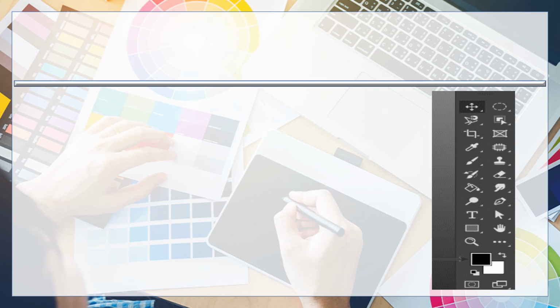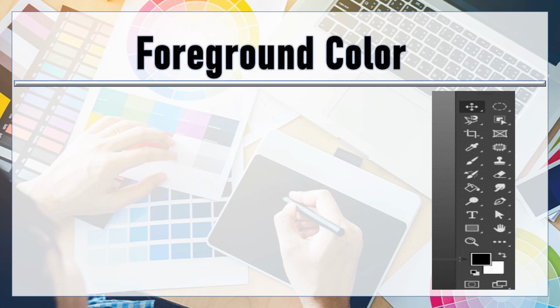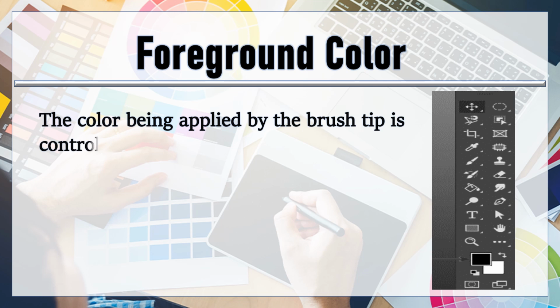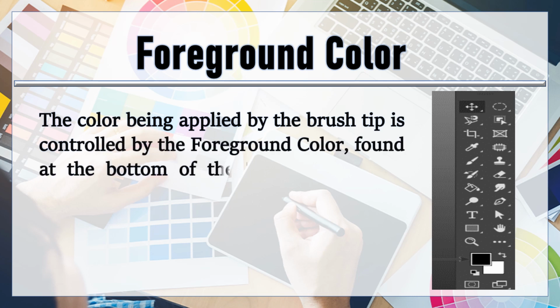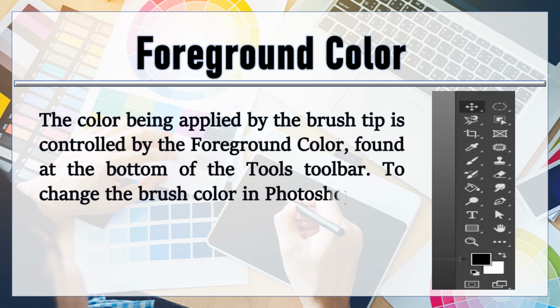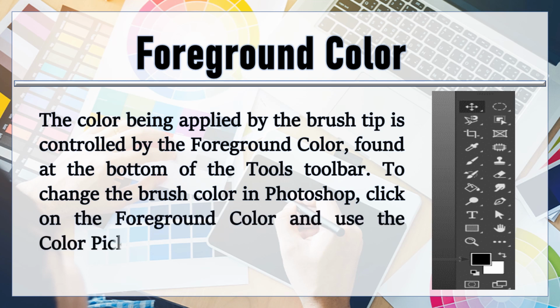Foreground color. The color being applied by the brush tip is controlled by the foreground color, found at the bottom of the tool's toolbar. To change the brush color in Photoshop, click on the foreground color and use the color picker to choose a new color.